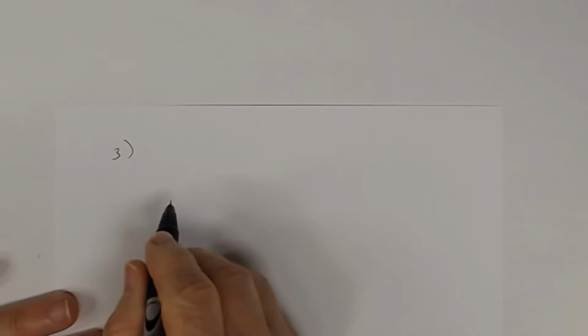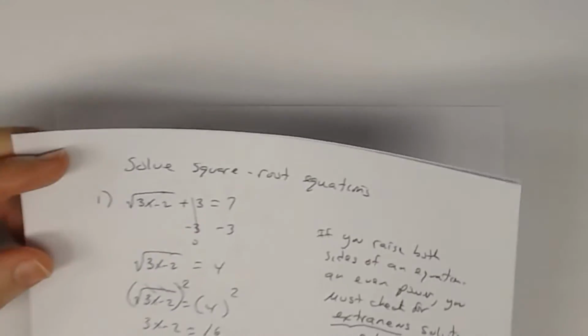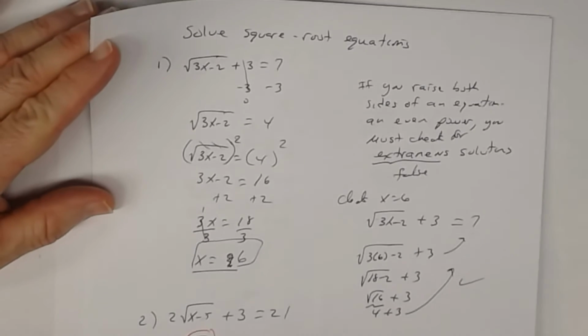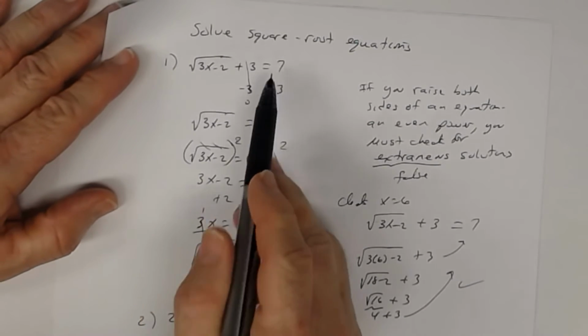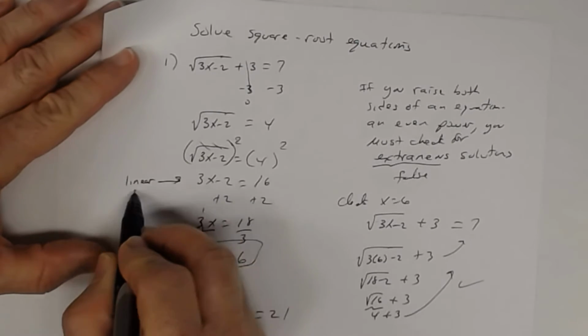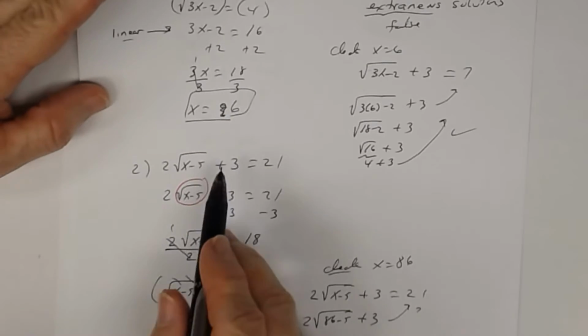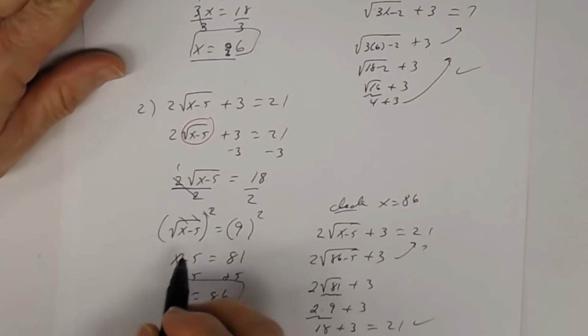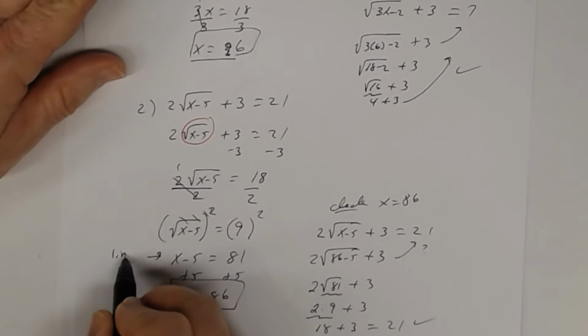Now let's look at number 3. So here's another one. So when we looked at these two problems, let me remind you, we went from a square root equation to a linear equation. See that? That was a linear equation. We went from a square root equation to a linear equation.